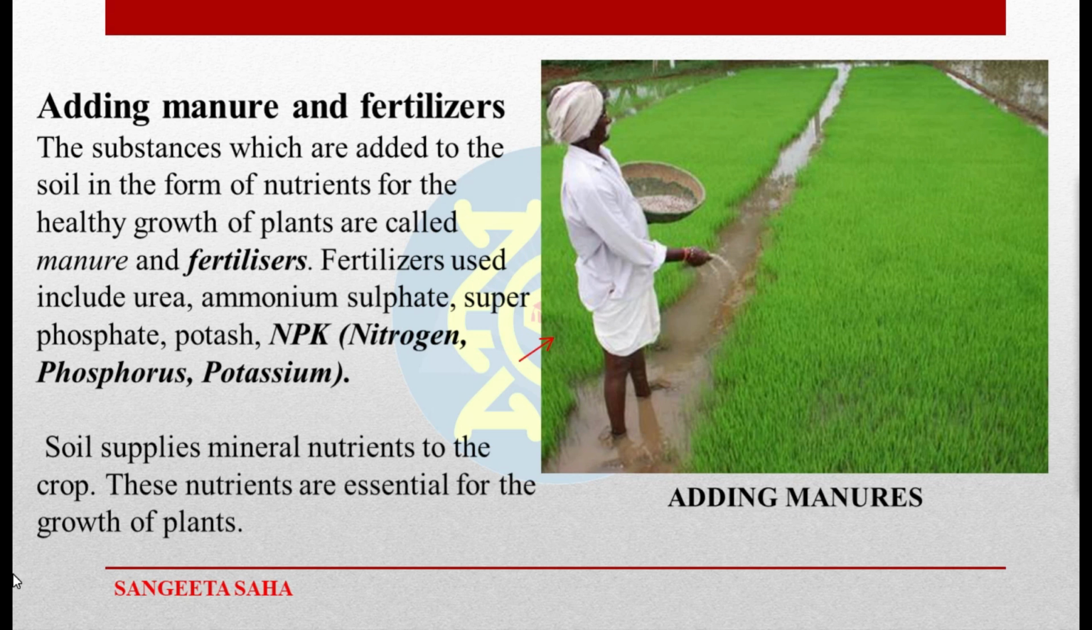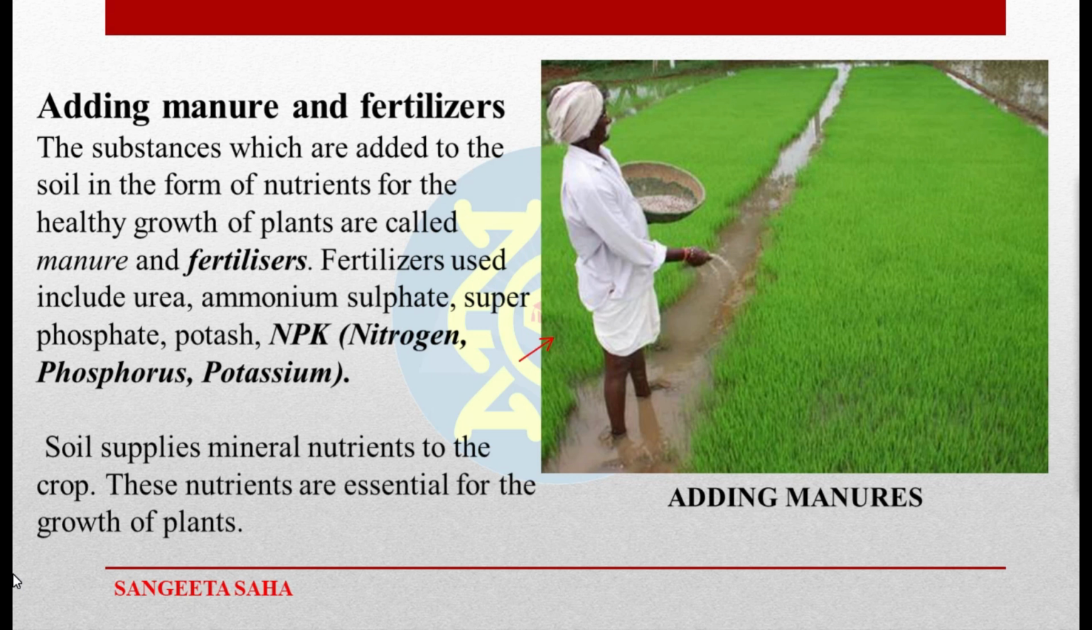And what are these manures? Manures are basically organic substances. These are obtained from cow dung, human waste. Continuous growing of crops makes the soil poorer in certain nutrients. At that time, manures are used to overcome that.